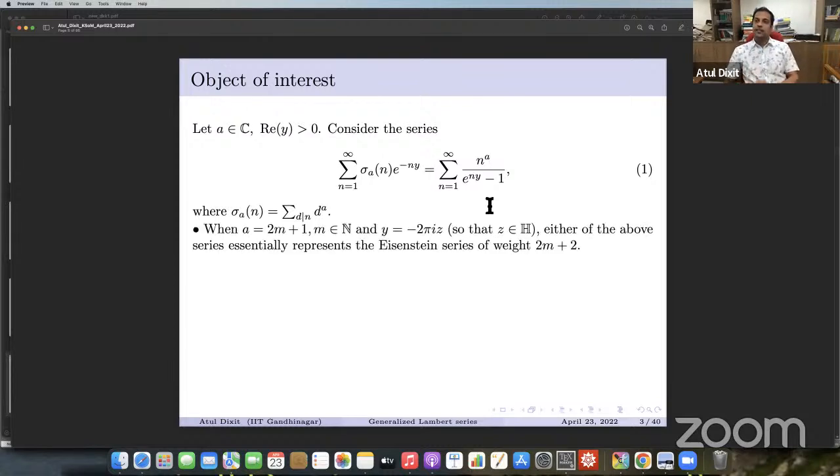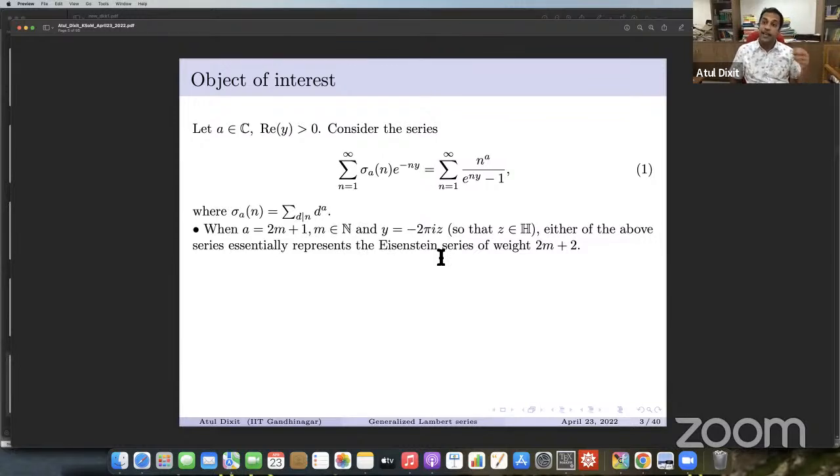But if you concentrate on this series and we look at A equal to 2m plus 1, and I'm also going to let Y be minus 2 pi i Z. Because real part of Y is greater than 0, and if I let Y equal to minus 2 pi i Z, of course, it implies that Z is in the upper half plane. So with this, we know that when A is an odd positive integer, this series is essentially the Eisenstein series. I say essentially because it doesn't have that normalization factor and we don't have plus 1 in there, as you saw in the previous slide. But essentially, this is the Eisenstein series of weight 2m plus 2.